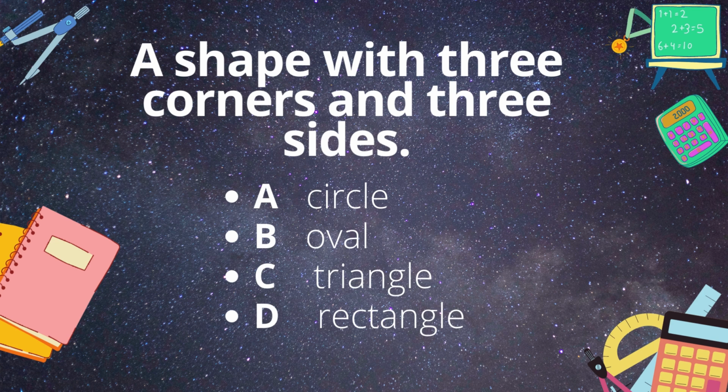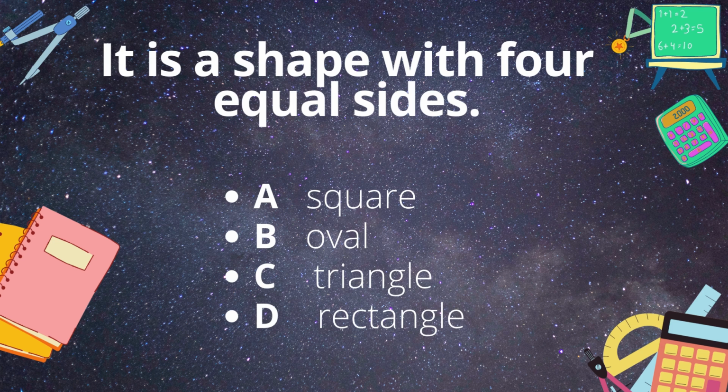A shape with 3 corners and 3 sides. A, circle. B, oval. C, triangle. D, rectangle. And the answer is C, triangle.